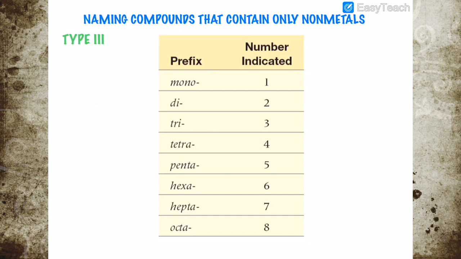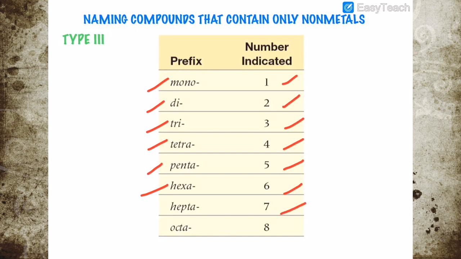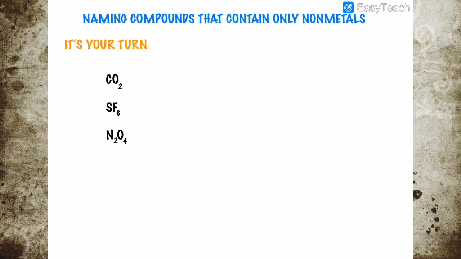So if the number is 1, we use the prefix mono. If it's 2, it will be di, 3 will be tri, 4 will be tetra, 5 will be penta, 6 will be hexa, 7 will be hepta, 8 will be octa. Now the prefix mono is never used for naming the first element. For example, CO is called carbon monoxide and not monocarbon monoxide. Now it's your turn.